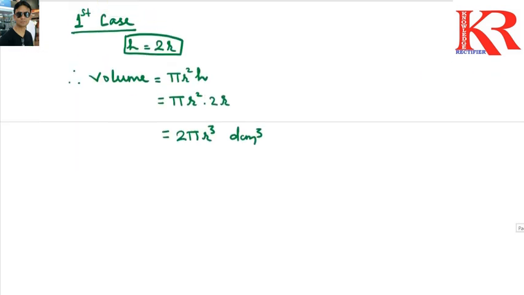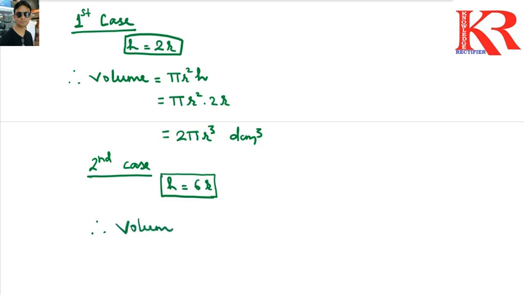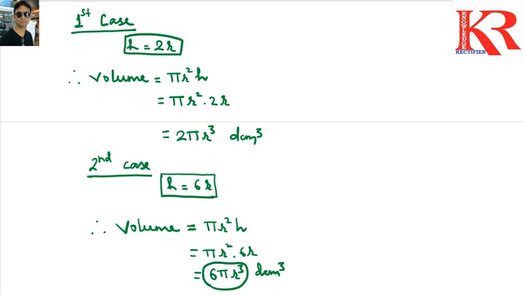But in the second case, the height is 6 times, not twice but 6 times the radius. And if the height is 6 times longer than the radius, obviously the volume will be big. The volume will be bigger because in the second case the cylinder is bigger than in the first case. So radius square into height, in place of height I can put 6r. So this will be 6 pi r cube decicentimeter cube.